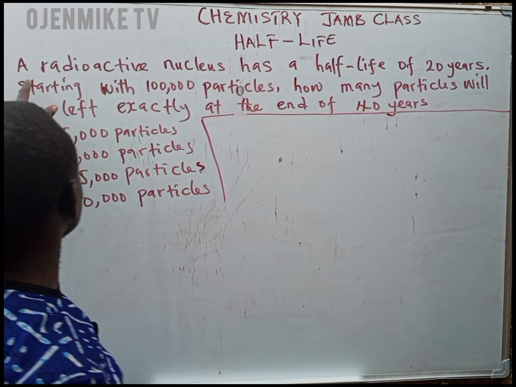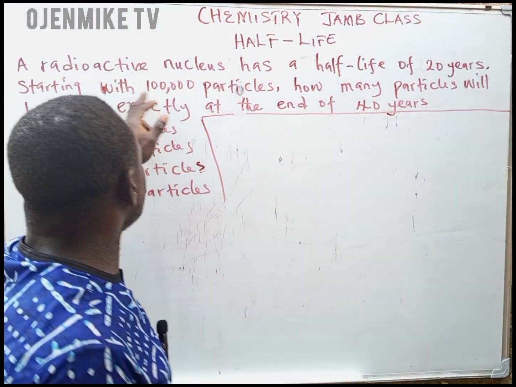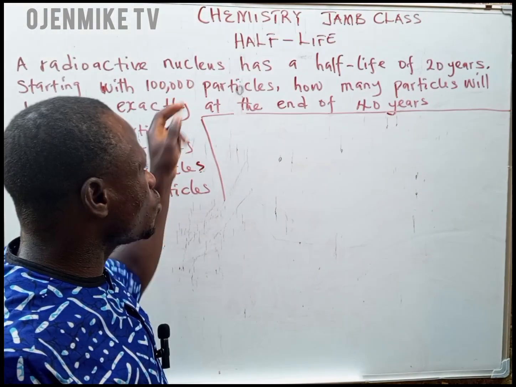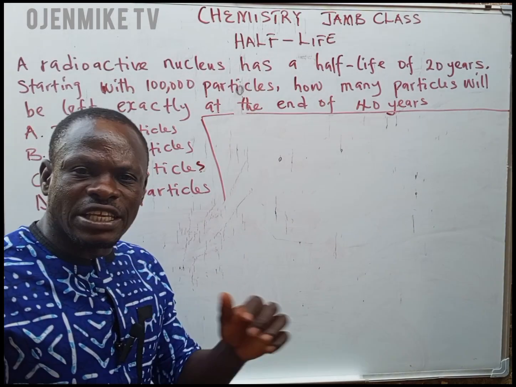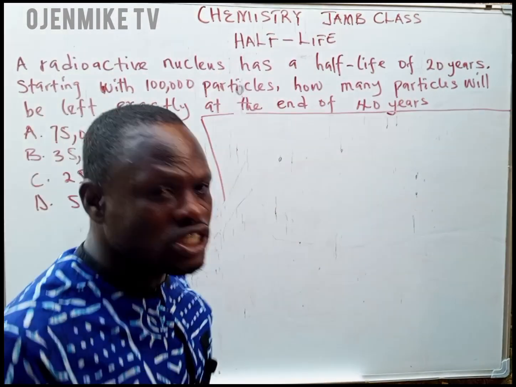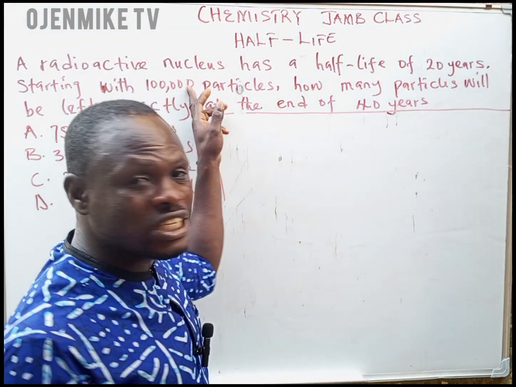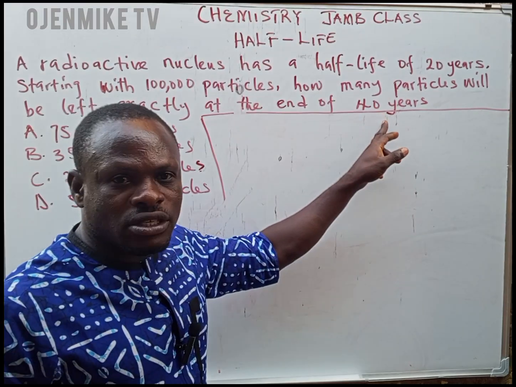Now, this question is saying a radioactive nucleus has a half-life of about 20 years. Starting with the decay particles, the number of particles here is 100,000. How many particles will be left exactly at the end of 40 years? We have the starting point, which is the half-life time, and we have the elapsed time.